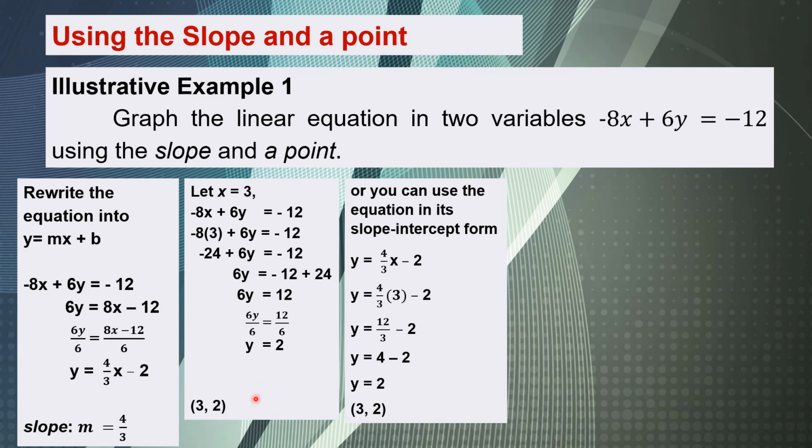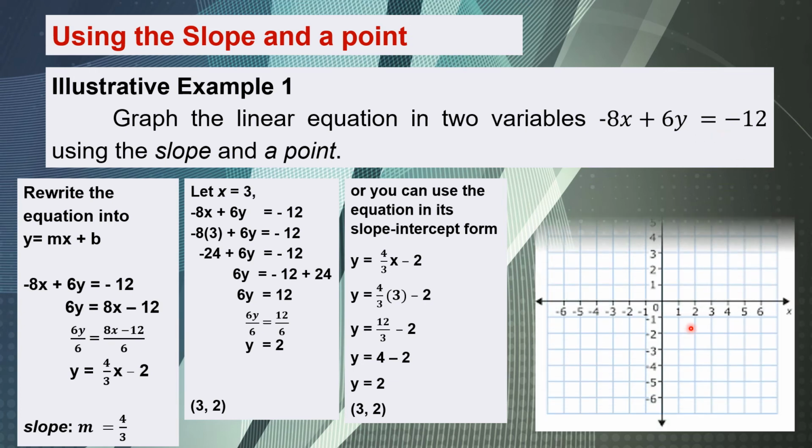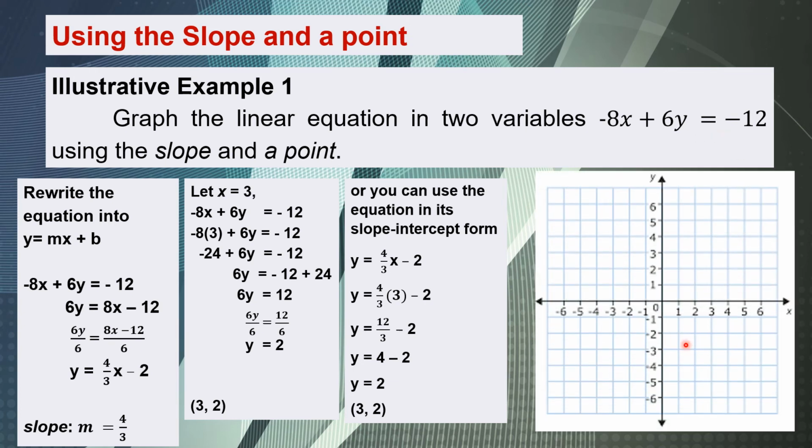So, since meron na tayong isang point at slope, we can now graph our negative 8x plus 6y equals negative 12 using the Cartesian plane. So, i-plot natin yung isang point natin which is 3, 2. So, nakatapat siya sa 3 sa x-axis at nakatapat sa 2 ng ating y-axis. So, yung point natin na 3, 2 ay andito.